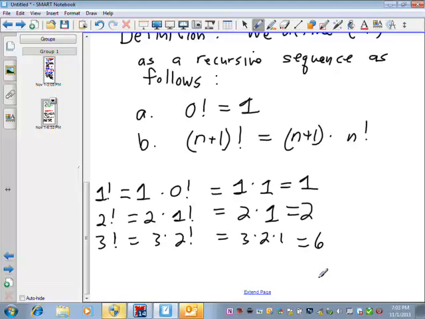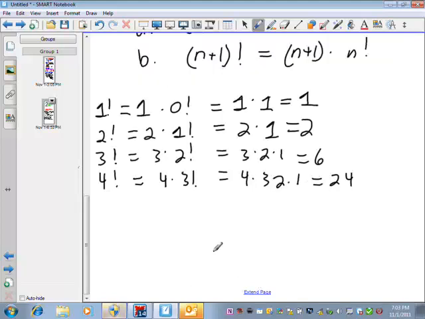All right. 4 factorial, we'll end there. 4 times 3 factorial, but again, that's 4 times 3 times 2 times 1. That is 24. Okay. So again, be on the lookout for 1, 2, 6, 24. Those are factorials, and so forth. Questions about that?